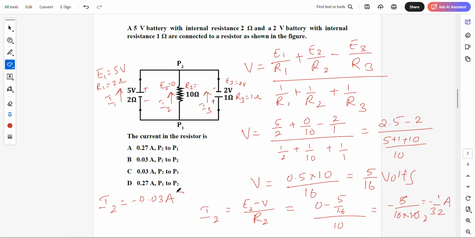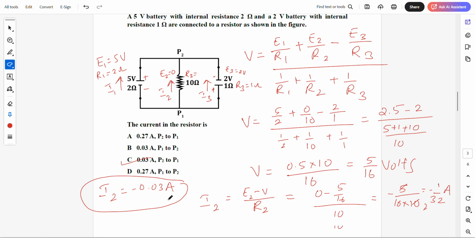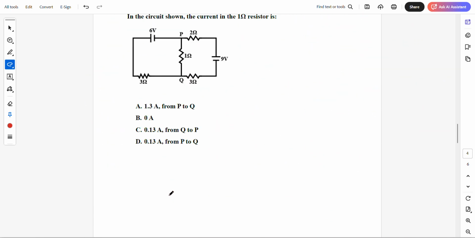Okay. Now we are assuming the current is flowing from P1 to P2. Actually, it is flowing from P2 to P1, which is plus, right? P2 to P1, 0.03 ampere. That is the correct answer. Now we'll move to the next problem.